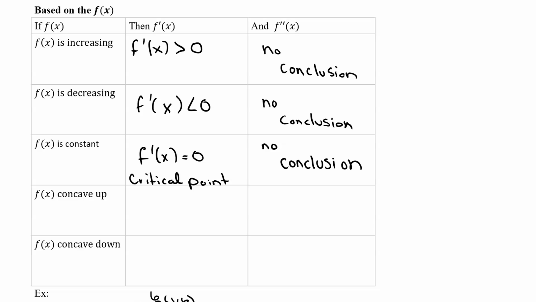Concave up doesn't necessarily tell us about our first derivative, except unless there's a point, a relative min, or so concave up, that would mean if it's positive, or yeah, but no conclusion. I'm getting ahead of myself.